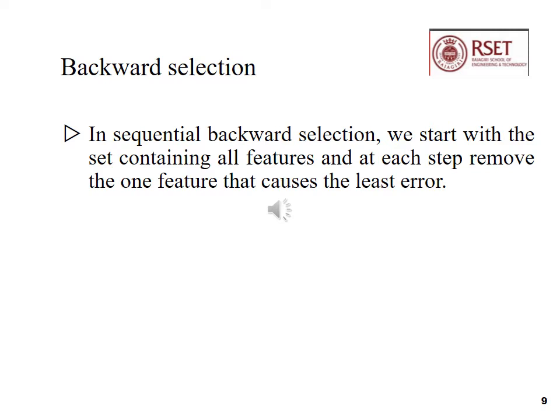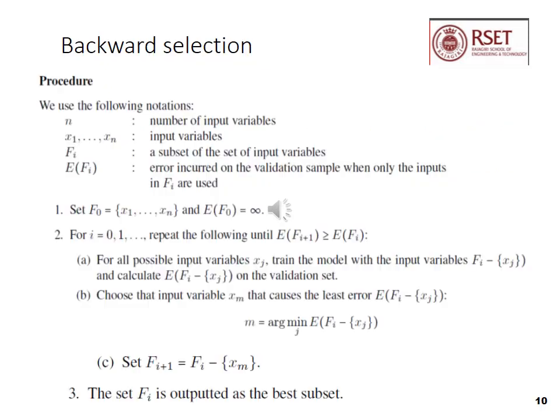In this slide, I'm going to explain more details about backward selection. In sequential backward selection, we start with the set containing all features. In the previous one, we started from empty, but this is just the reverse of that. We start with the set containing all the features and at each step remove the one feature that causes the least error.